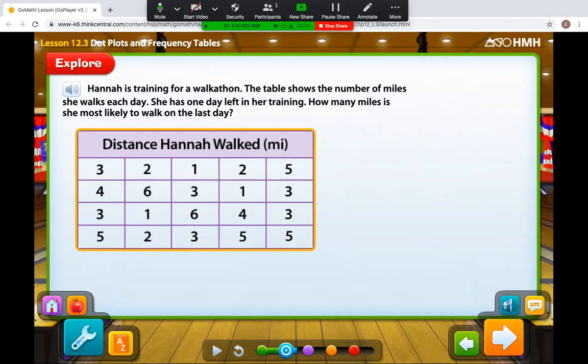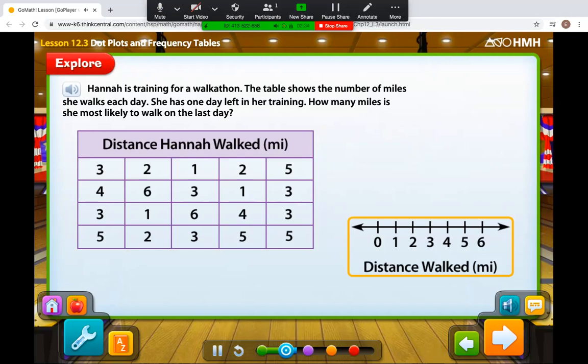How would we organize this information or this data? Well, we can do so through a dot plot. Look at the table. Many of the numbers are shown more than once. A dot plot is a number line with marks that show the frequency of data. Let's use the data in the table to make a dot plot. Since the numbers vary from 1 to 6, use a scale from 0 to 6. Plot a dot above the mark for 1 for every piece of data for 1 mile.